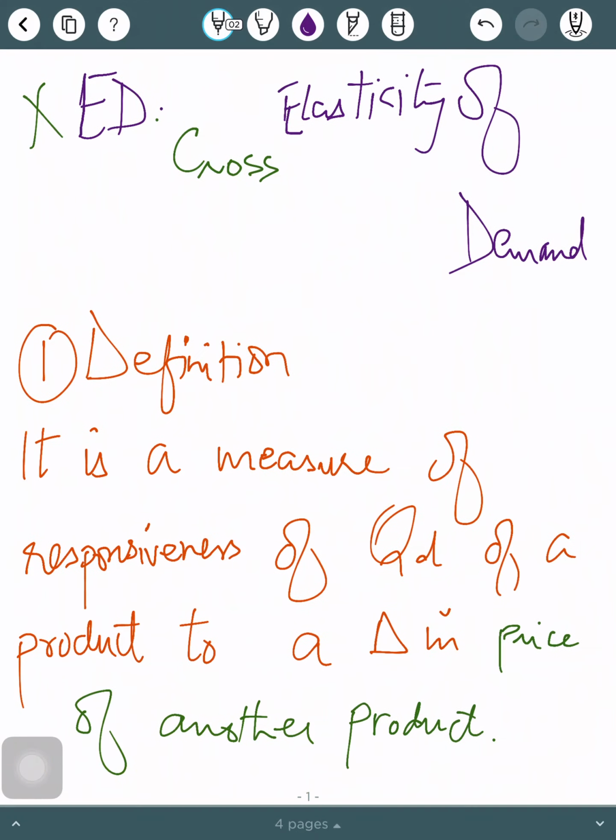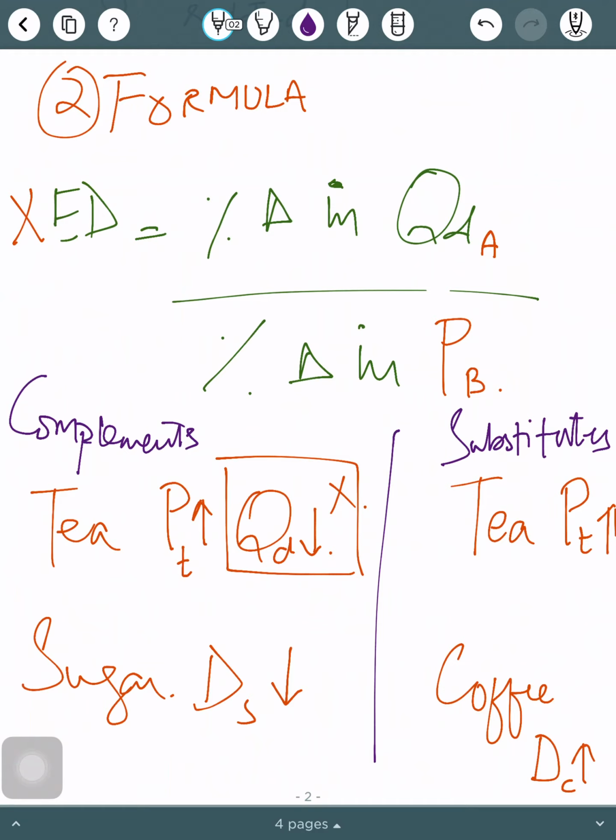Okay, we can also modify the definition a bit. The cross elasticity of demand for a product is the measure of responsiveness of quantity demanded of a product to a change in price of, instead of another product, we can also say of a related product. Okay, so how do we define complements and substitutes? Complements are the goods which are in joint demand, which are used together, and substitutes are the goods which are used in place of each other.